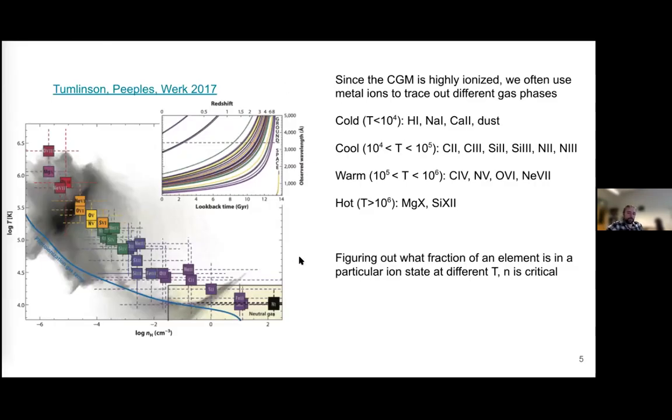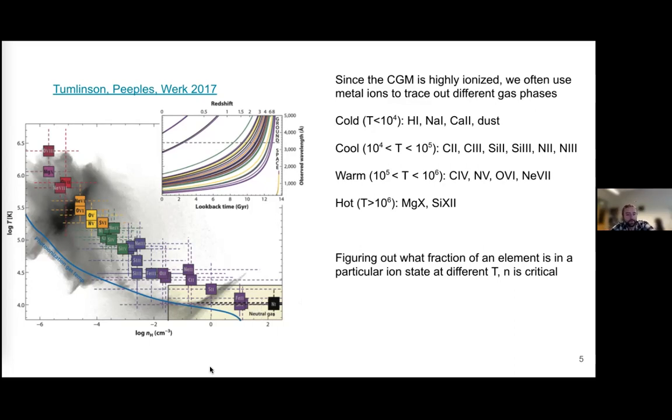So how do we use this very limited amount of information? We get one sightline per galaxy, if that. So the way that we want to get as much information as we can out of these small amounts of data is by using many different particles as tracers. We have different ions in the CGM that we expect to trace out different gas phases.